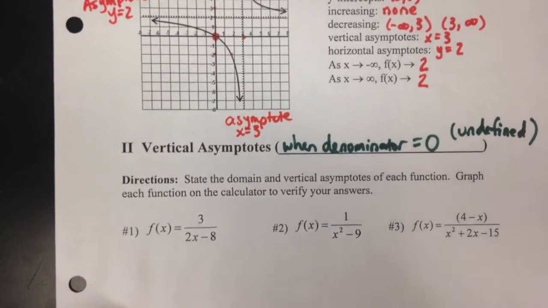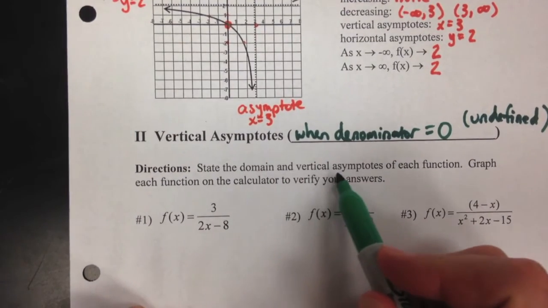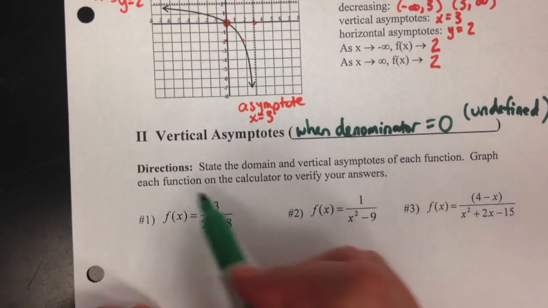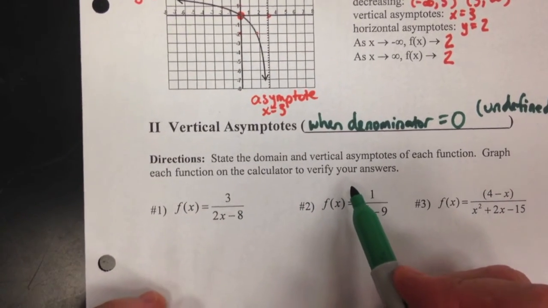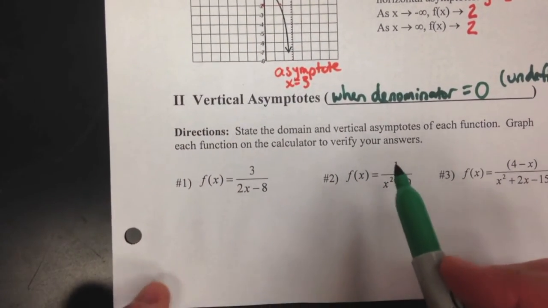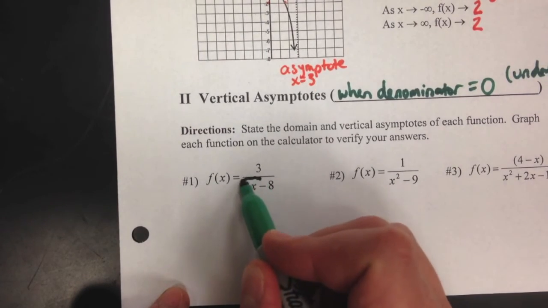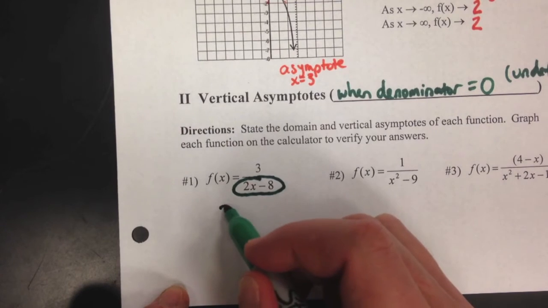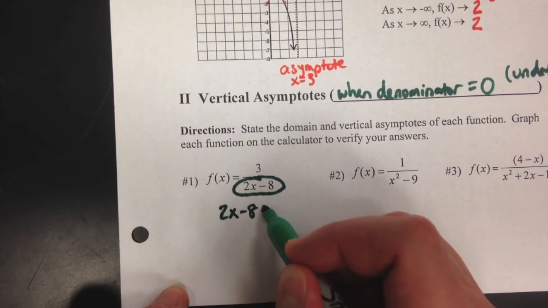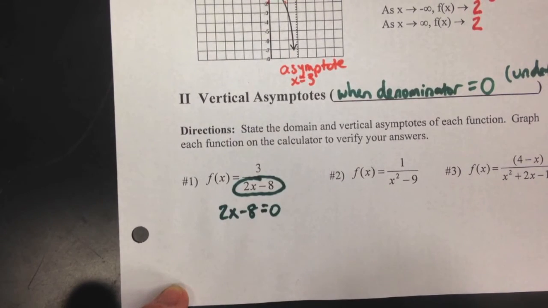Okay, so in the directions here, state the domain and vertical asymptotes of each function. Graph each function on the calculator to verify your answers. We don't need to graph it. Let's go ahead and just figure this out. For the asymptotes, you just focus on the denominator. When is 2x minus 8 equal to 0? What would make that equal to 0?